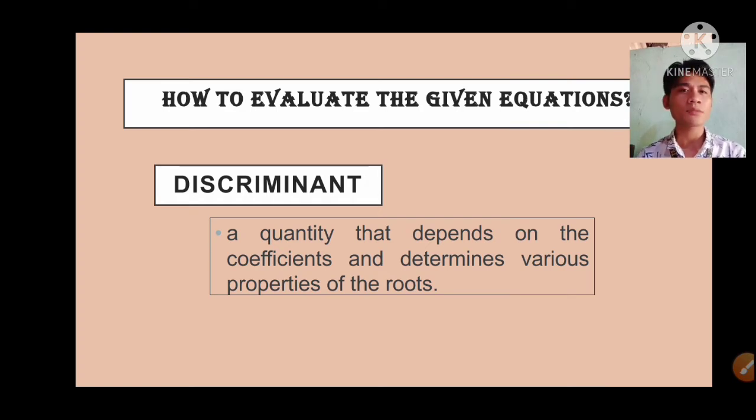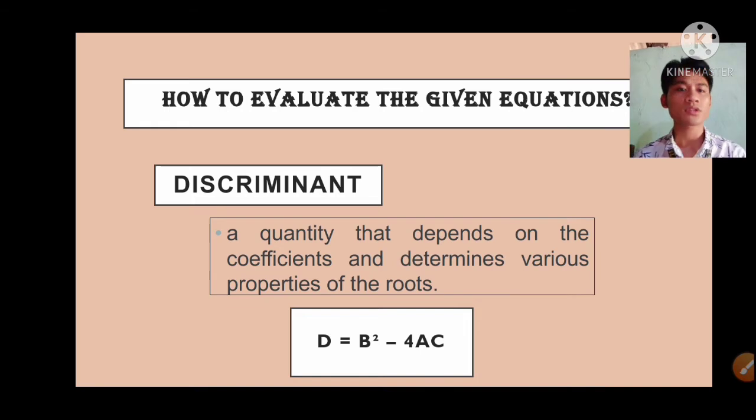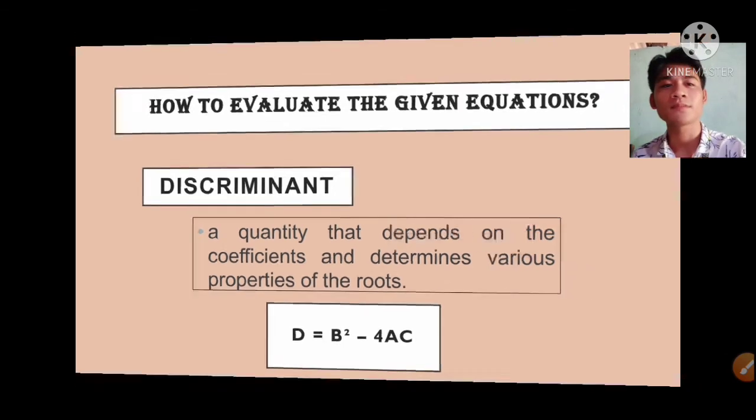So in evaluating the given equations, for us to determine if it is an ellipse or any of the conic sections, we must use the formula of the discriminant, or we must find the value of the discriminant of the equation, to name its conic section. The discriminant is equal to b squared minus 4ac, and let us apply this formula in solving an example.